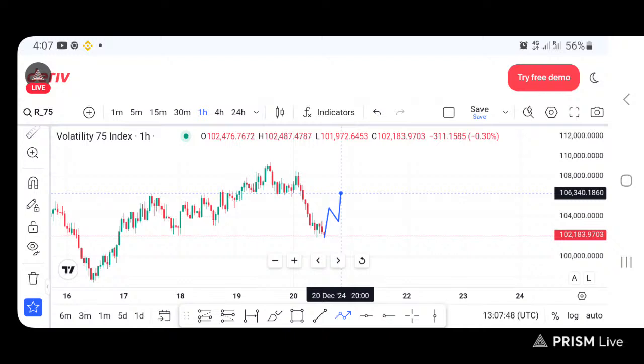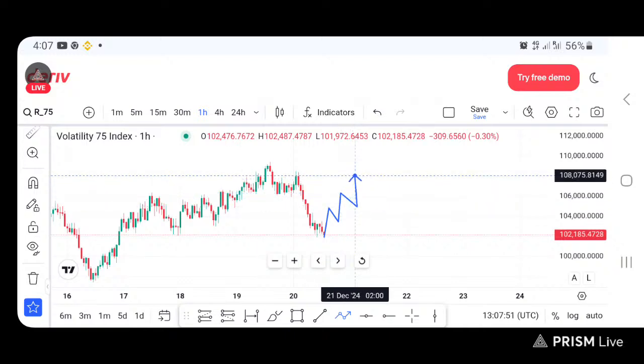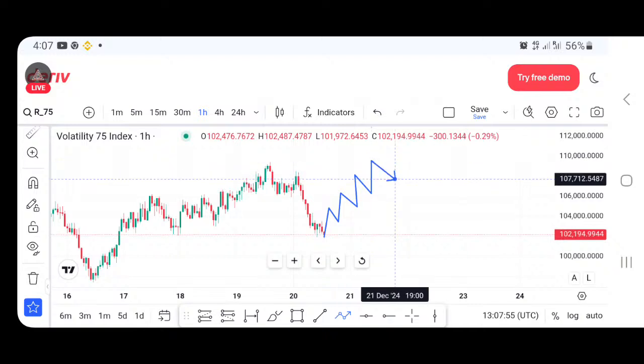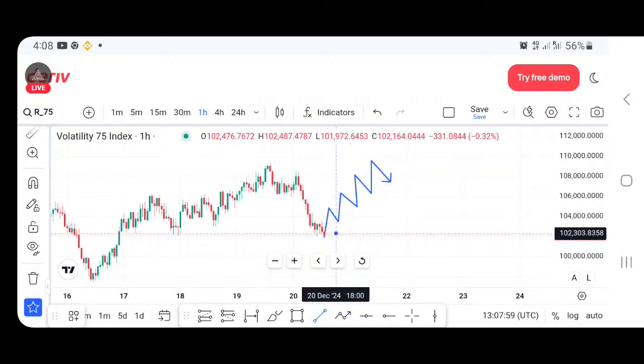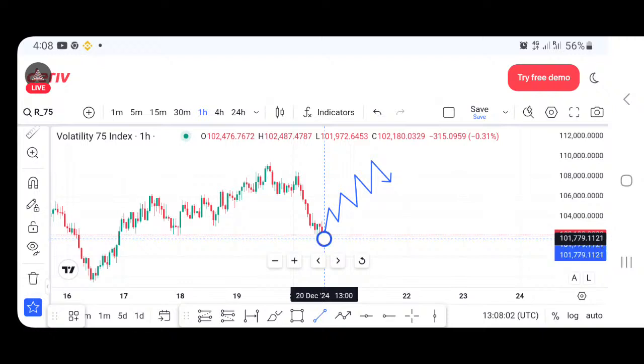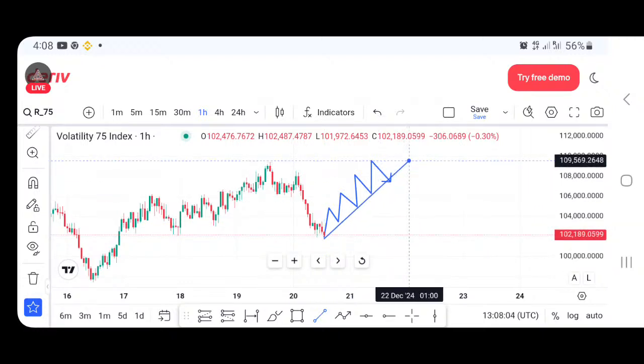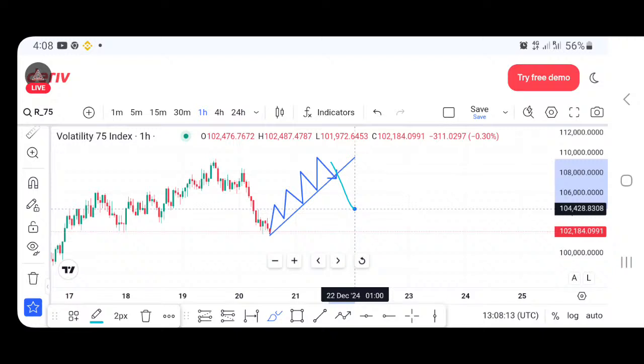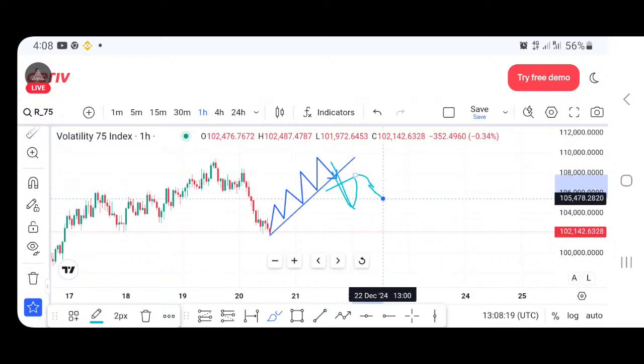Are you getting the point? And you leave it, it does whatever it does. So what you have to do is get your trend line, and you draw your trend line here like this. After drawing your trend line, you wait for the market to break that trend line. So after the market breaks this trend line, you execute, or you wait for the retest and then execute. Are you getting the point?